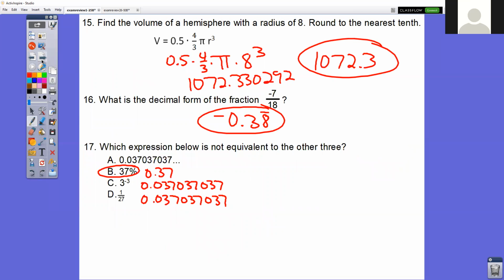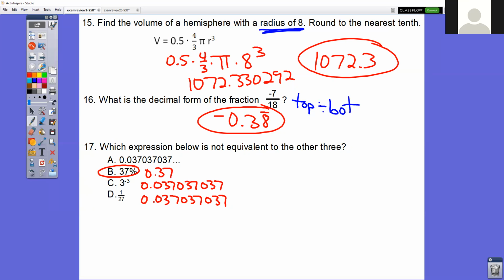In question number 15, we have a hemisphere. That's why we have a 0.5 in our formula. 0.5 times 4/3 times pi times, it tells you a radius of 8, so 8 to the 3rd power, you get 1072.3. In question number 16, what is the decimal form of the fraction? You have to do top divided by bottom.